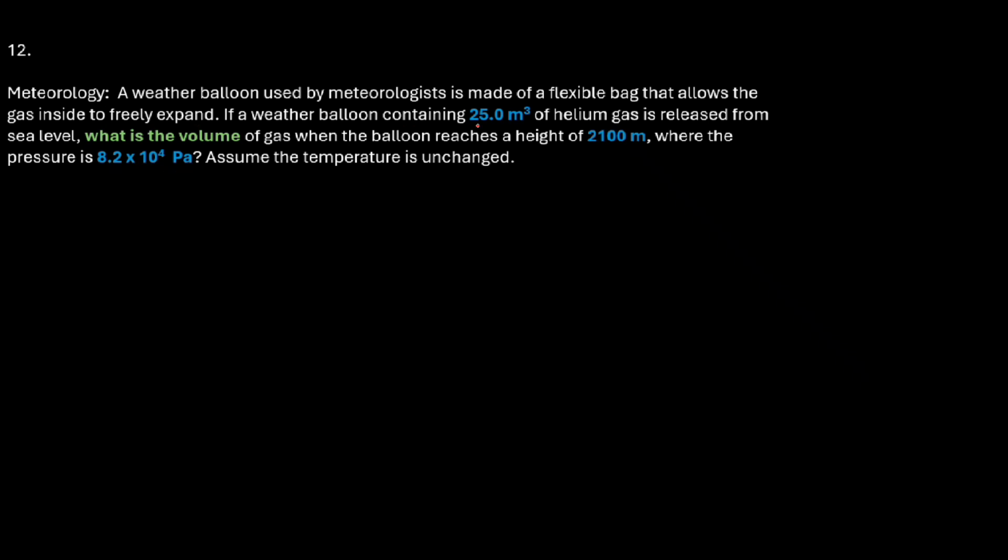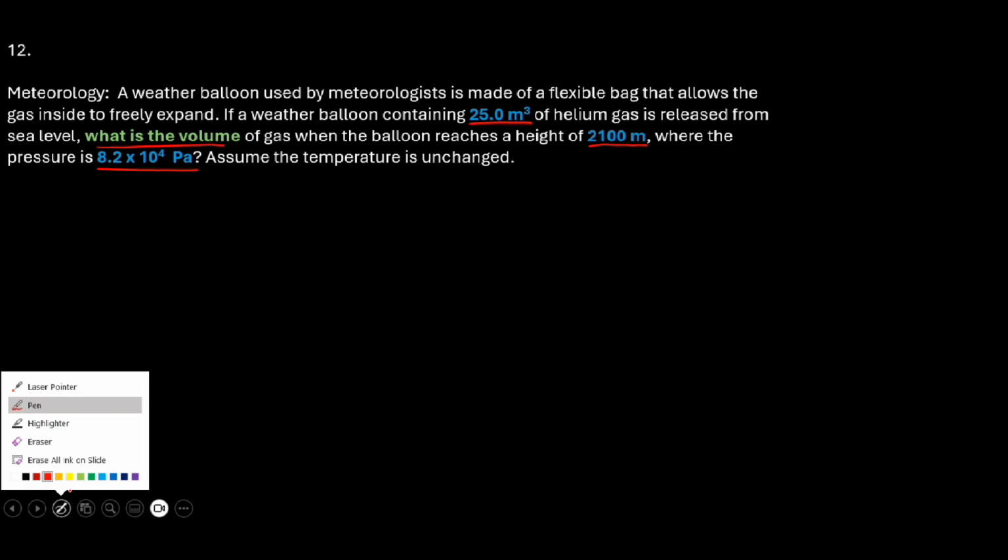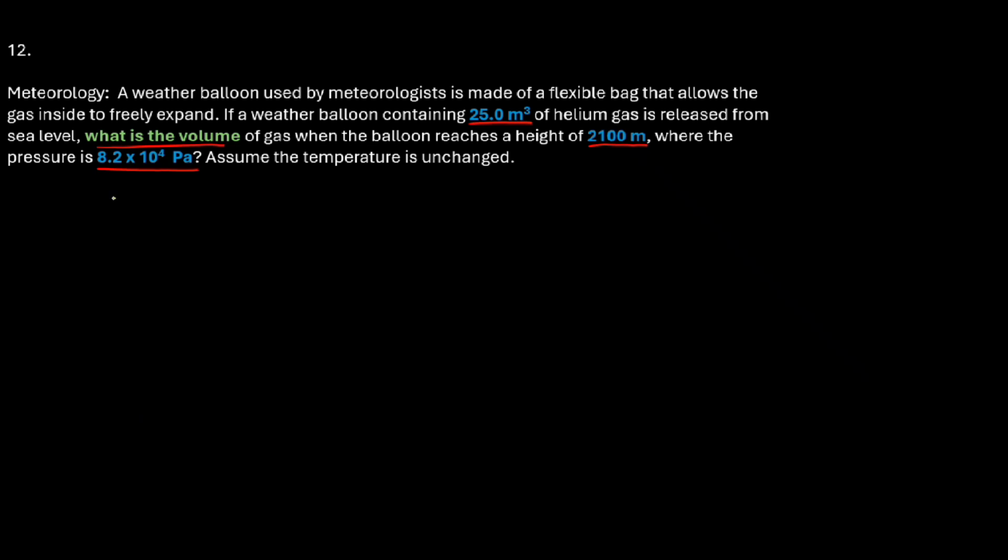If a weather balloon containing 25 meter cube of helium gas is released from sea level, what is the volume of the gas when the balloon reaches a height of 2100 meter, where the pressure is 8.2 times 10 to the power 4 Pascal? Assume the temperature remains unchanged. So let's first write down what is given to us.